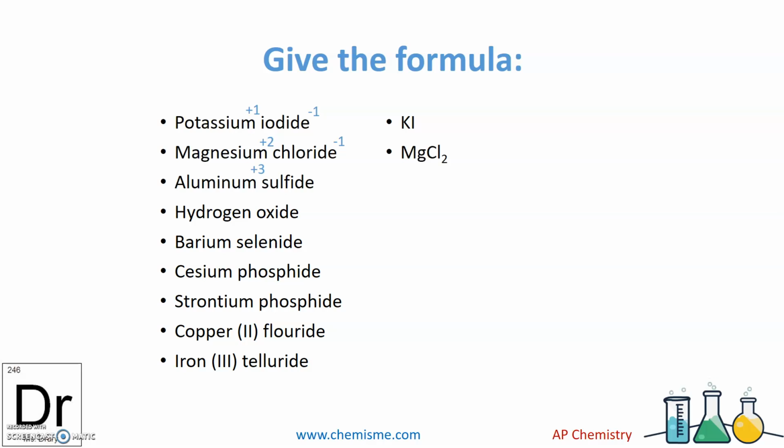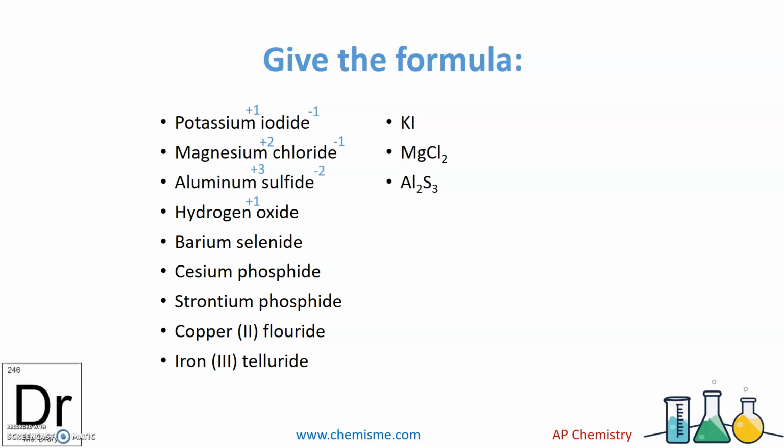Aluminum is +3, and sulfur is -2. They can't be equaled out by just having 1 of each or 2 of each, so you're actually going to need 2 aluminums to be +6, and 3 sulfides to be -6, Al2S3. If you're getting the hang of it, I would recommend pausing the video and then checking your work.